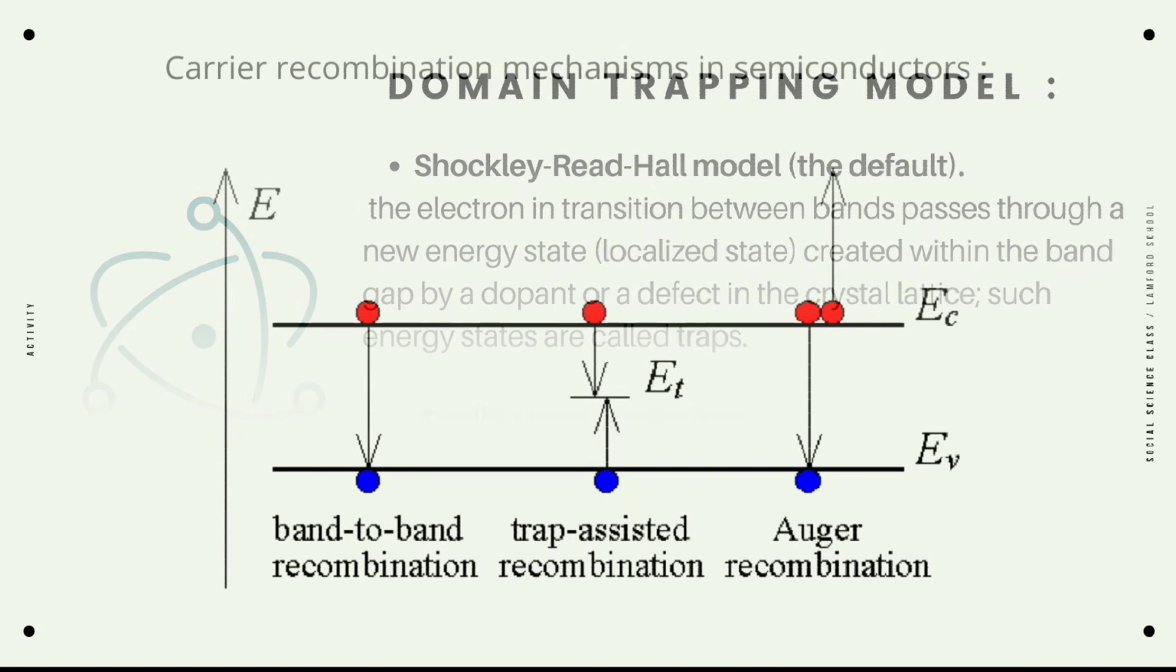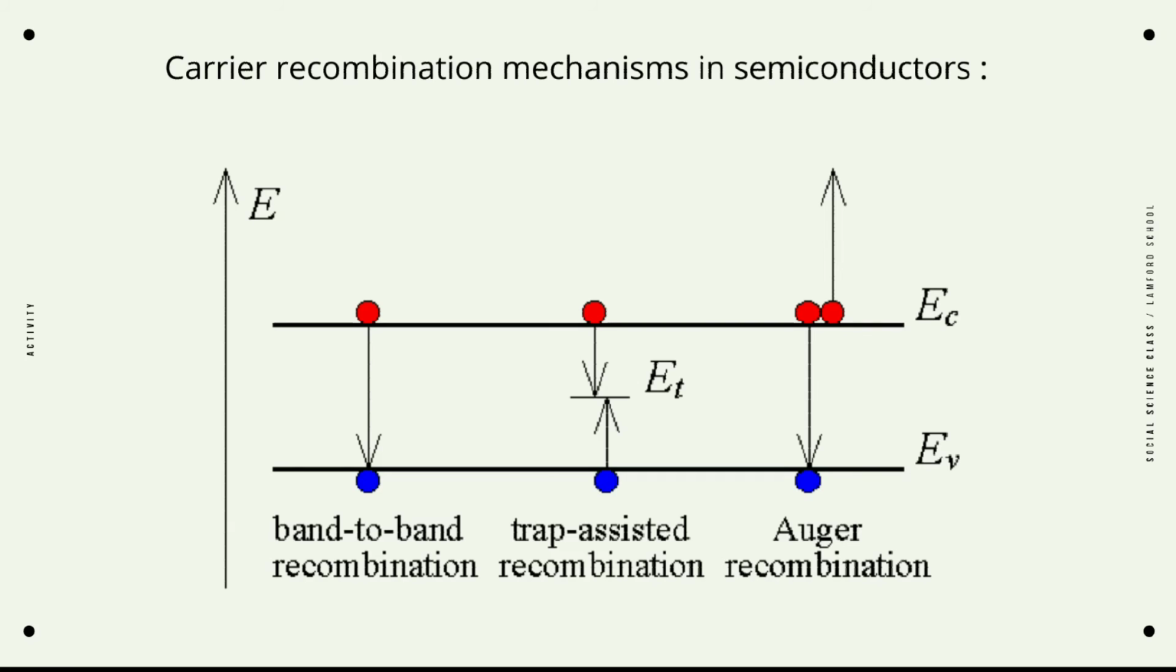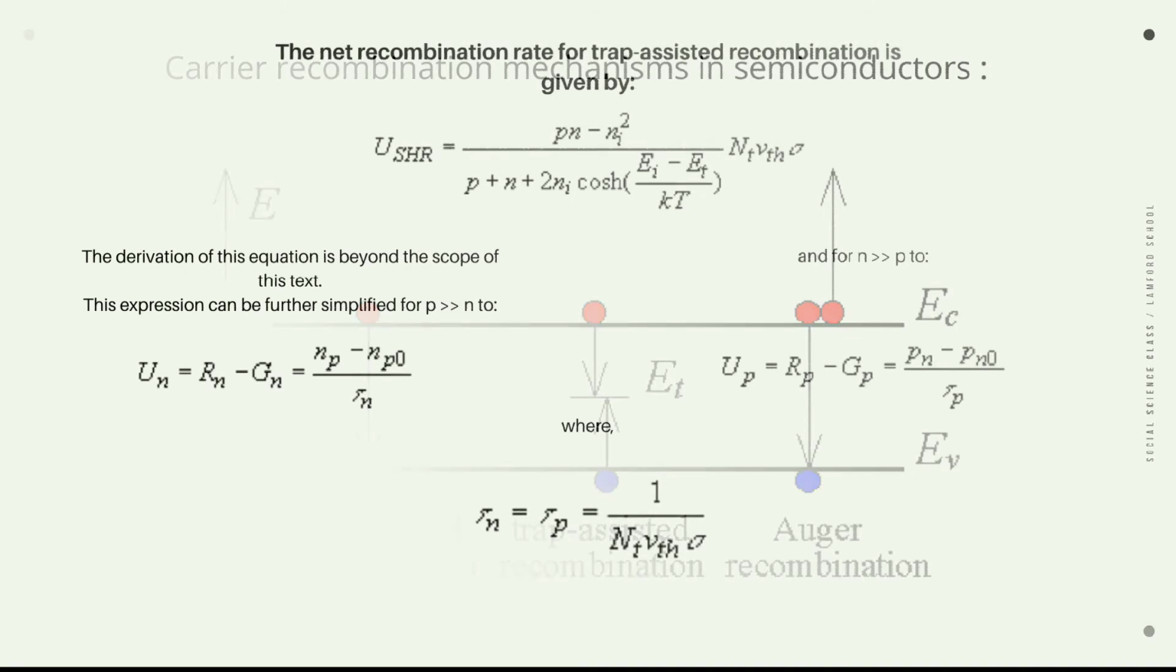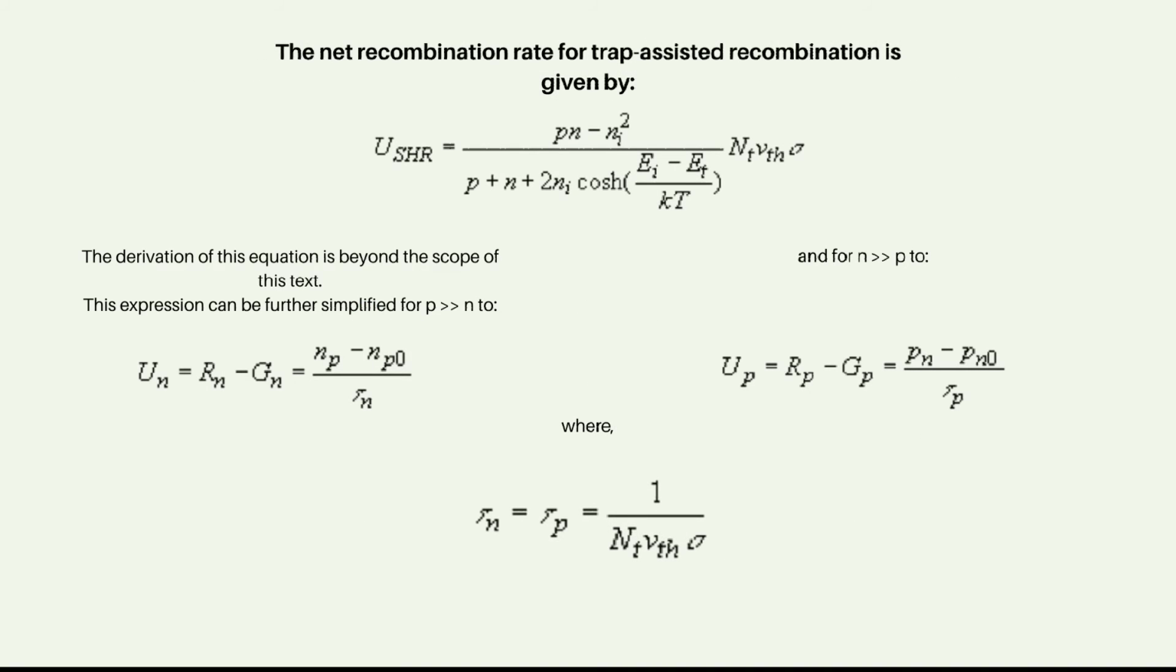So here is the visual of three different recombinations. We focus on the middle one, which is the trap-assisted recombination. We can see the electrons are trapped in the energy band gap. These are the formulas that can be used to find the net recombination rate for trap-assisted recombination.